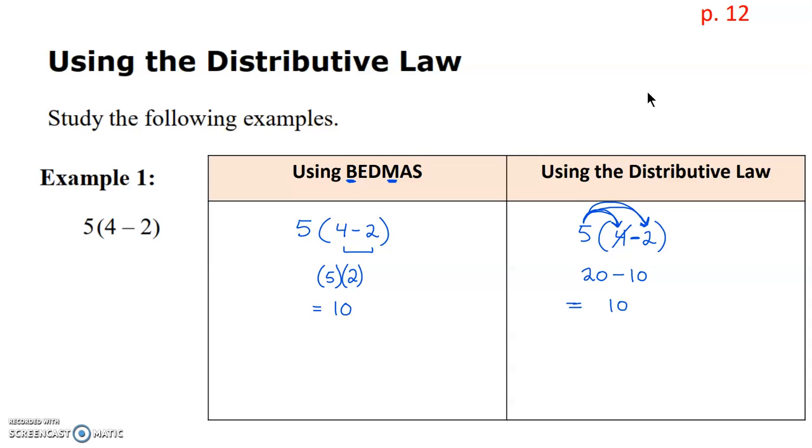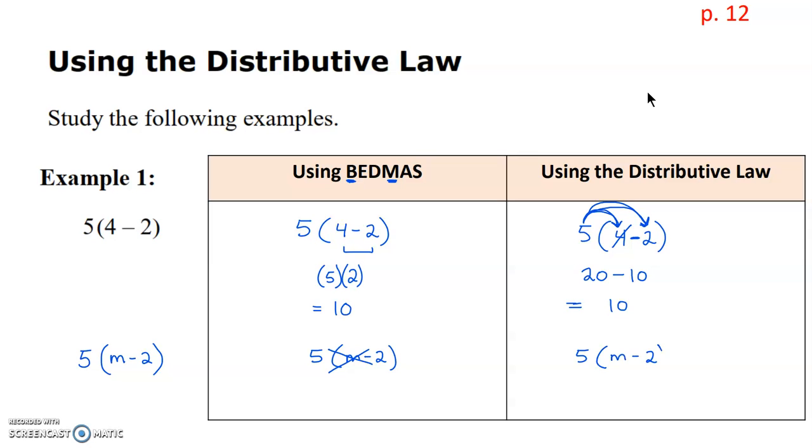But when we change the question to, instead of having numbers, have a variable, for example, 5 times m minus 2, now all of a sudden, when we try to use BEDMAS, we can't. Because how can we take 2 away from m when we don't have a clue what m is? So in this case, we actually can't use BEDMAS. We can't use order of operations. We only have one choice, and that's to use the distributive law.